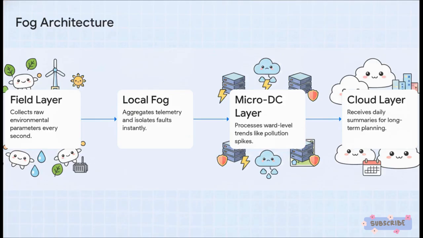Down at the bottom, the field layer collects raw environmental parameters every single second. Above that, the local fog layer aggregates that telemetry. So if a smart grid transformer detects a voltage surge, this local layer isolates the fault in milliseconds. Moving up again, the micro data center layer processes ward-level trends, like localized pollution spikes. And finally, way at the top, the cloud layer only receives daily summaries, and those are just used for long-term urban policy and infrastructure planning.